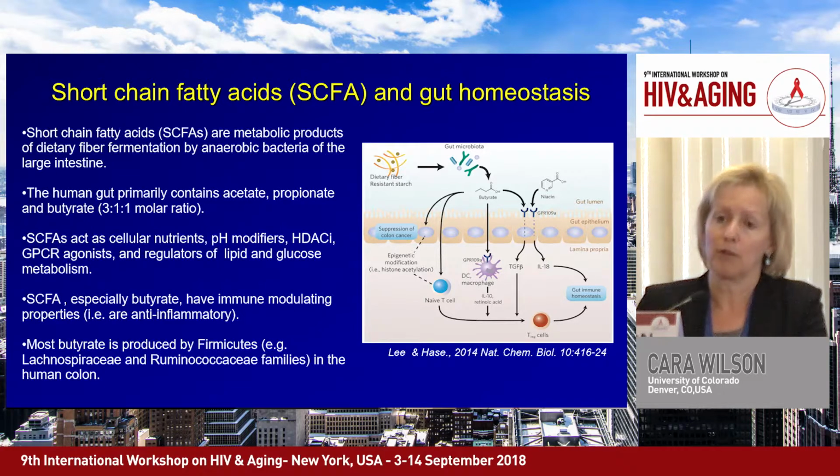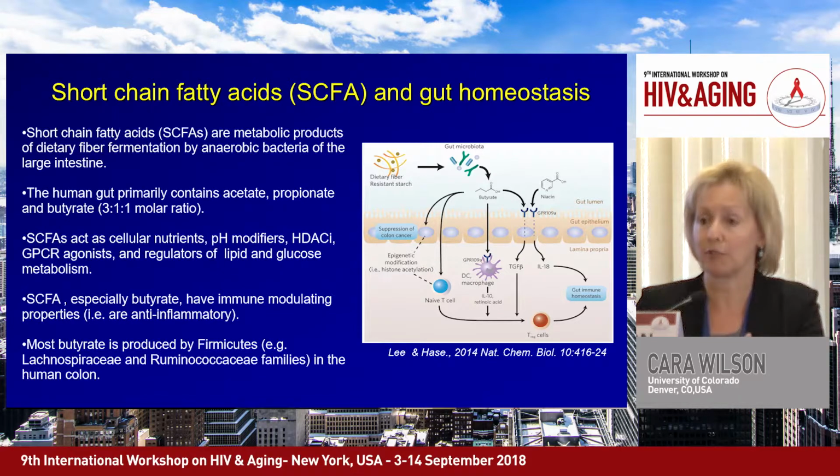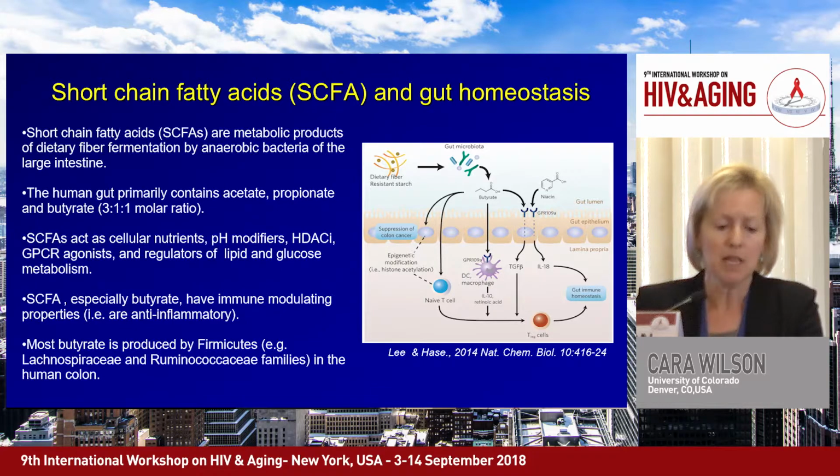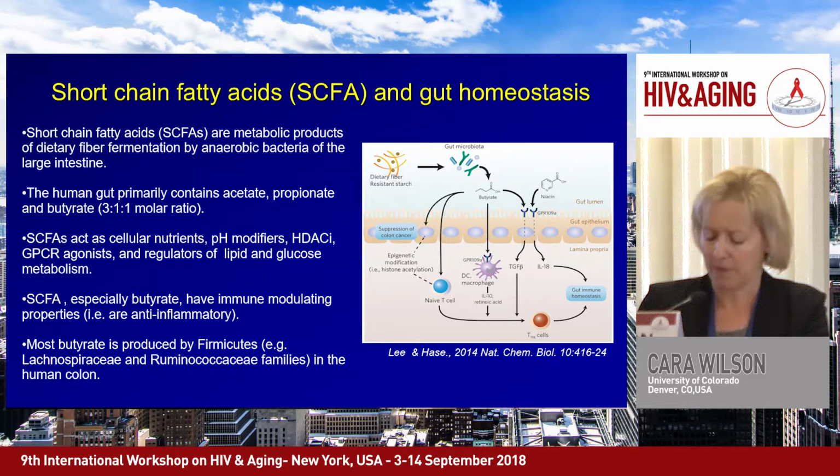The primary role of butyrate is actually to provide energy for enterocytes. But butyrate has also been shown to have immune modulatory or anti-inflammatory properties, and that's kind of where our interest lies. But importantly, butyrate is produced primarily by firmicutes. It's a specific phylum of gram-positive bacteria, and we'll talk more about that in a minute.